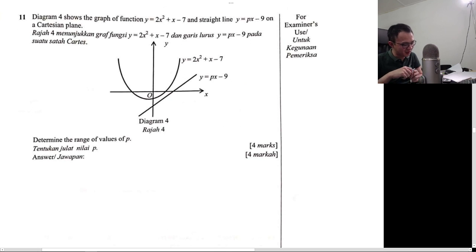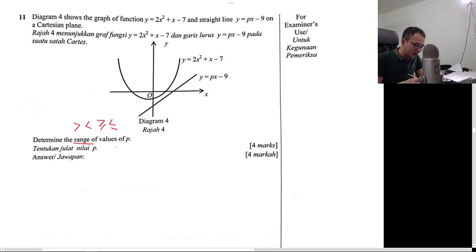Alright, so question number 11, diagram 4, sorry. Okay, so you have an equation and a straight line. Determine the range value of y. When I see the word range, I know it's something like bigger, less than, bigger or equal, or less or equal. It must have something like this because of range.